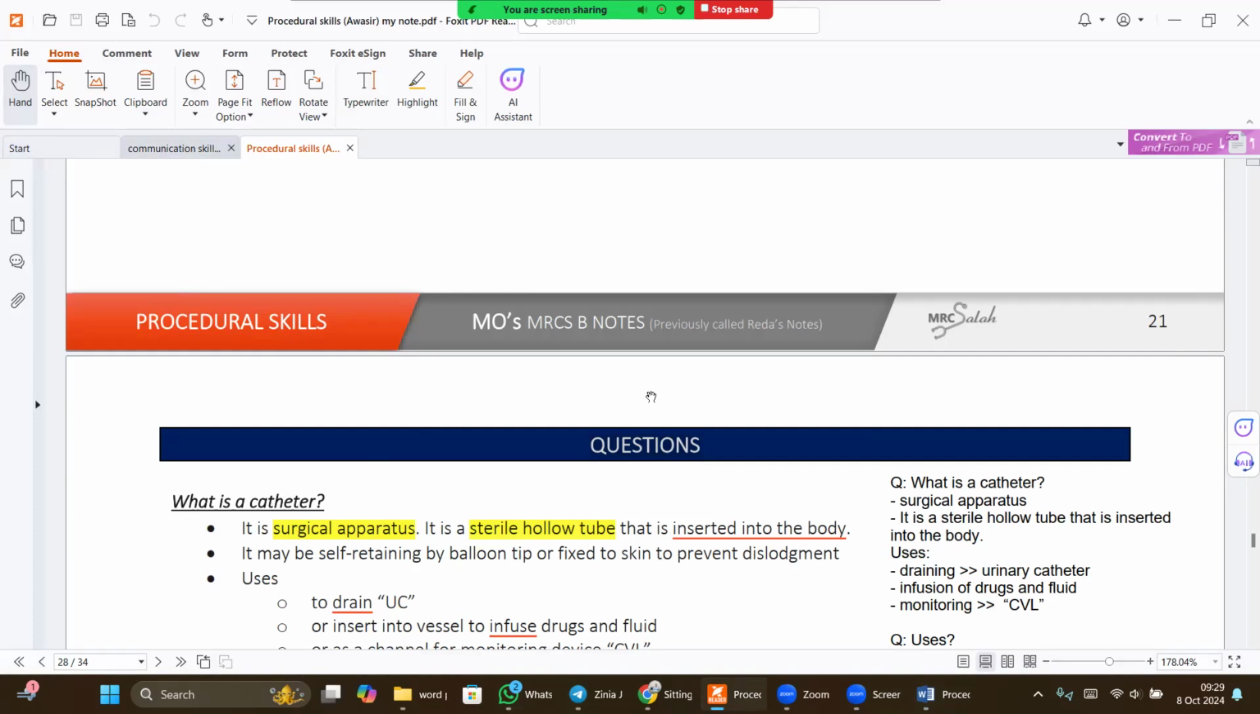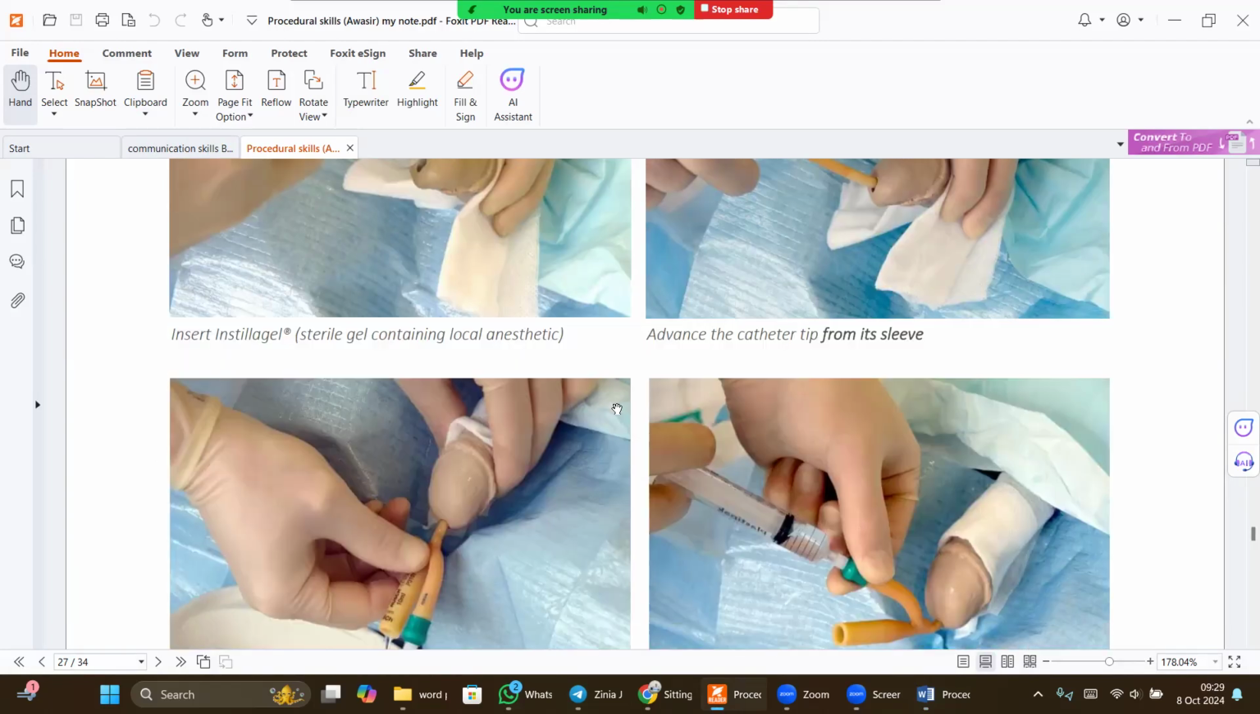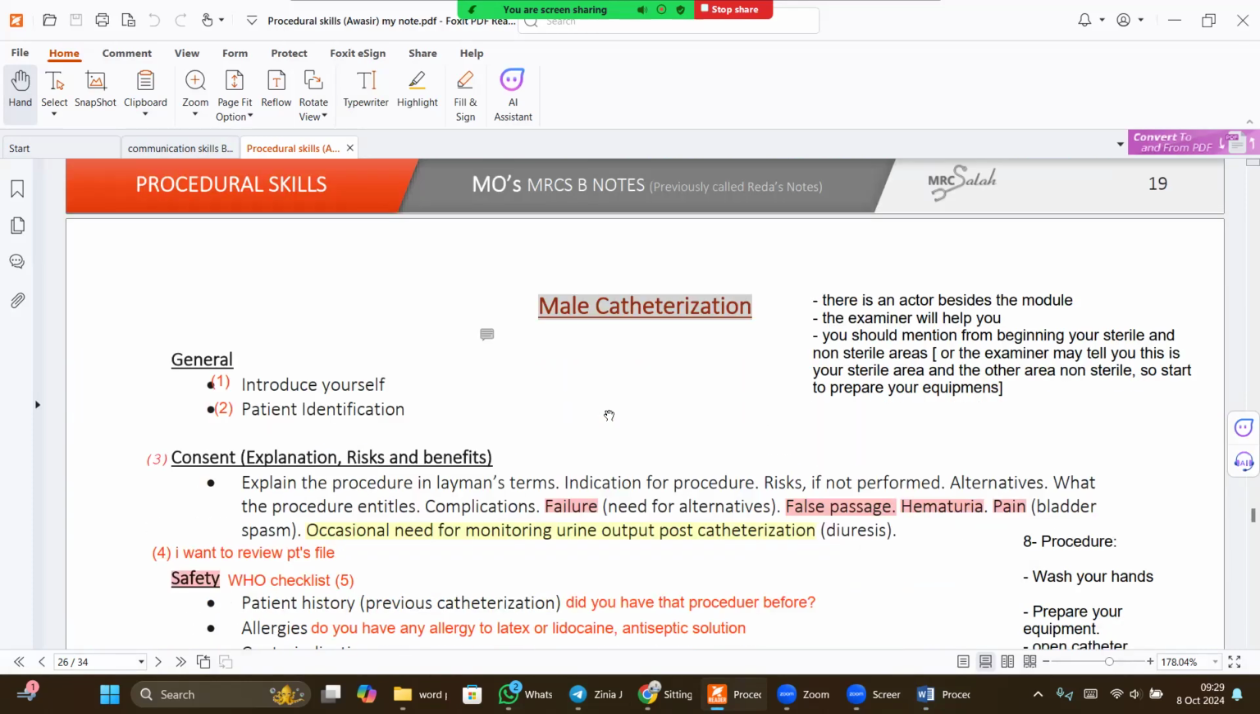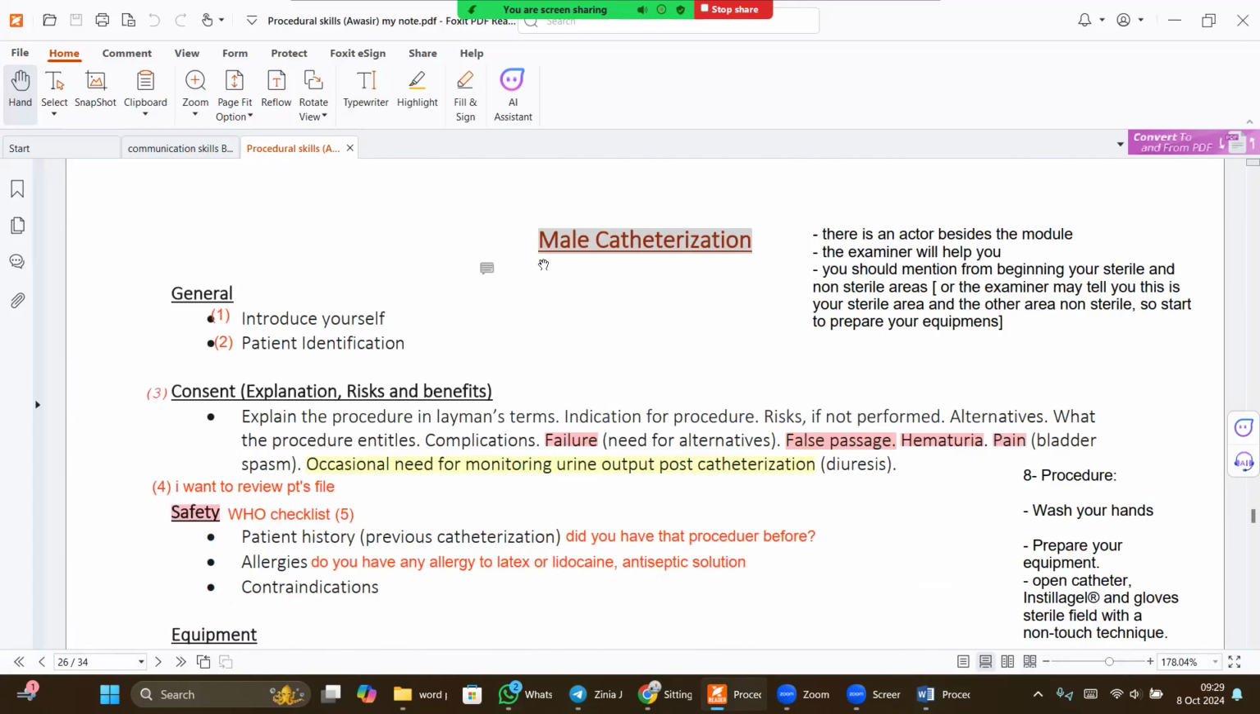Male catheterization. Today we will start with a procedure that is male catheterization. In general, the basic steps: there will be an actor beside the module. The examiner will help, and sometimes the examiner will tell you this is the sterile area and this is the non-sterile area. If they don't mention it, then we have to clarify: this is my sterile area and this is my non-sterile area.